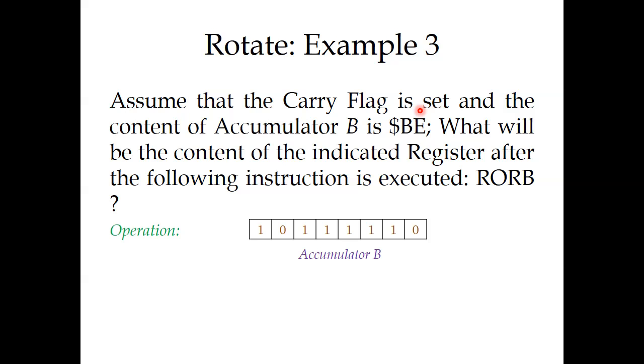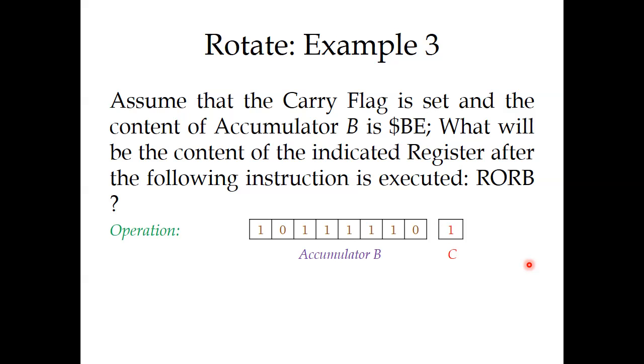Now let's see what we have. This is what we have in accumulator B. In the question you mentioned that we have BE, right? So this is my B, 1011, and this is my E, 1110. So I have BE in accumulator B. Now I also know that I have a carry of 1, which is also mentioned in the question.